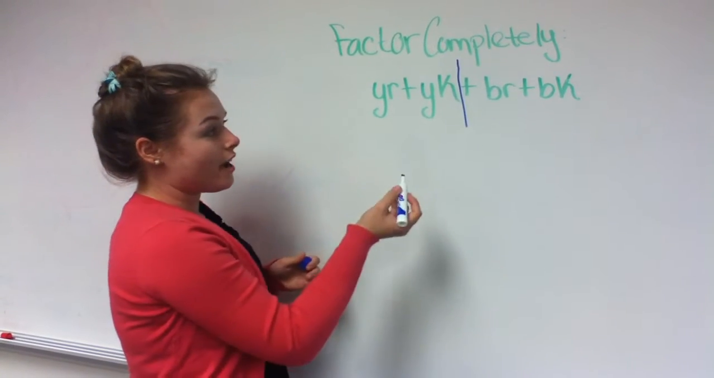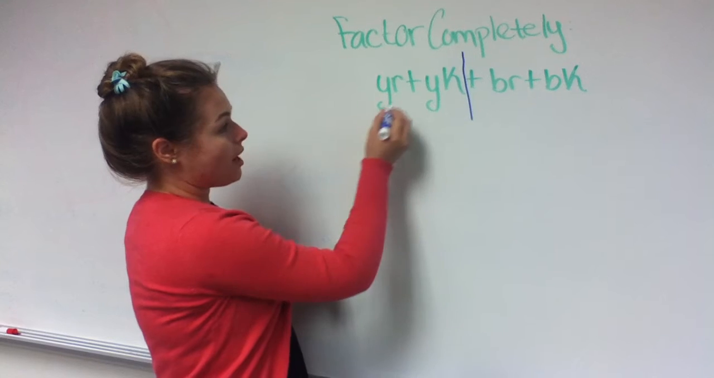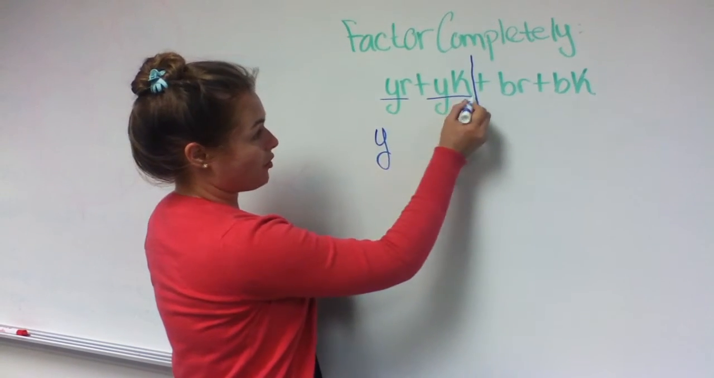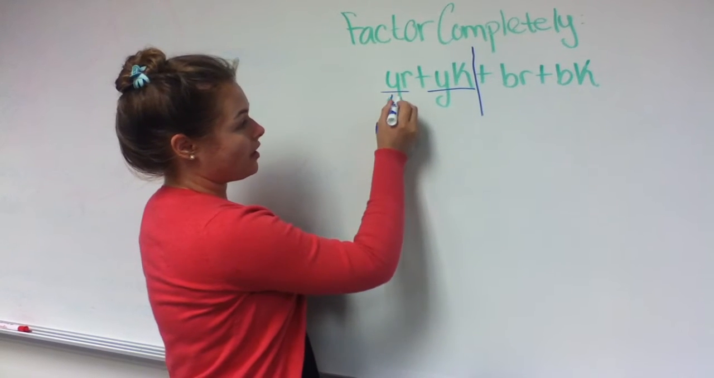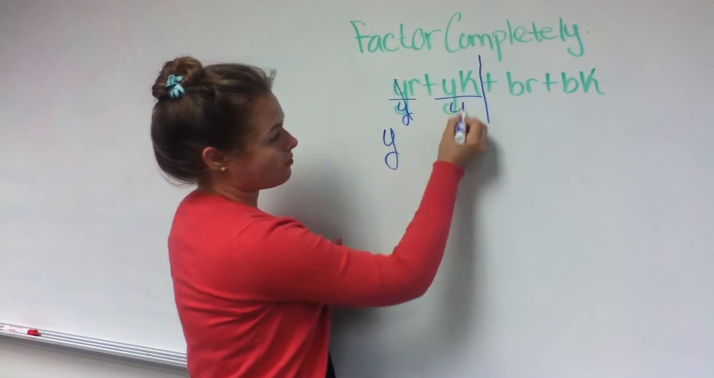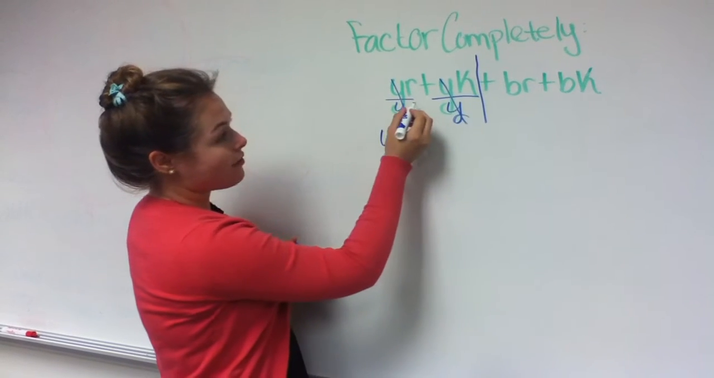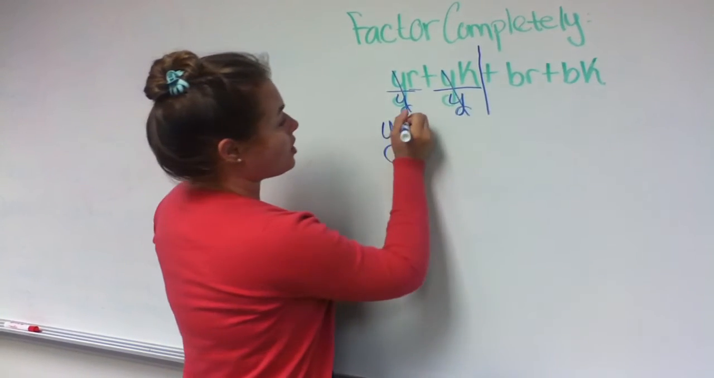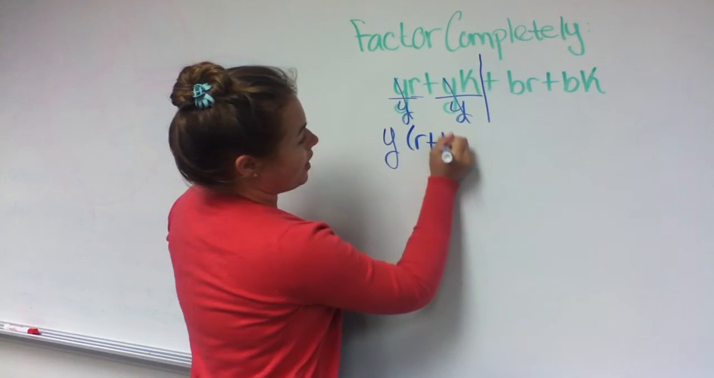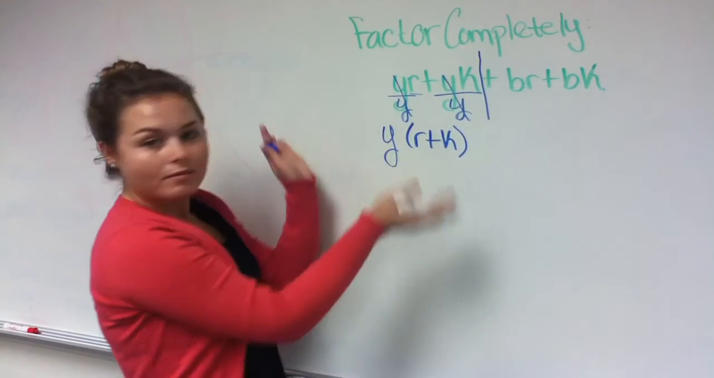You find the GCF within the first group, which happens to be y, and the reason why it's y is because they both have y in common, and you divide each term by y, or their greatest common factor. And then what's left, we have r plus k. So we put that in a set of parentheses. So r plus k. All right, fabulous.